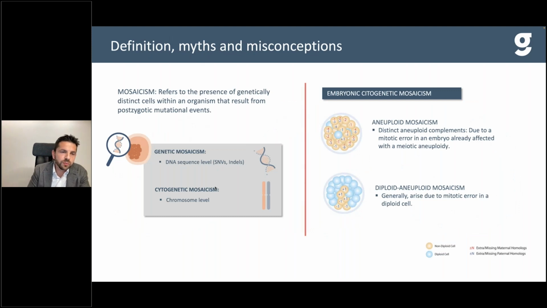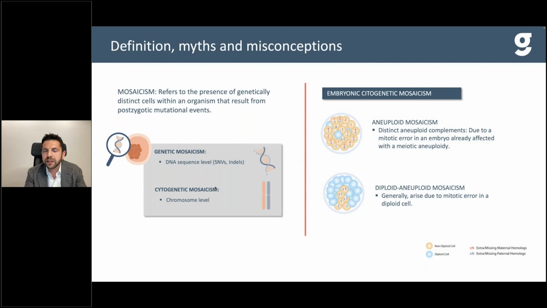First of all, I'd like to make some clarity about the definition of mosaicism. Usually, this refers to the presence of genetically distinct cells within an organism, in our case within the embryo, that result from a post-zygotic mutational event. Mosaicism can be of two main categories. One is genetic mosaicism, when we have different populations of cells with differences in DNA sequence, such as different CNVs or indels. The mosaicism that we usually discuss in PGT-A is cytogenetic mosaicism, where we have karyotypically distinct cells in one embryo.